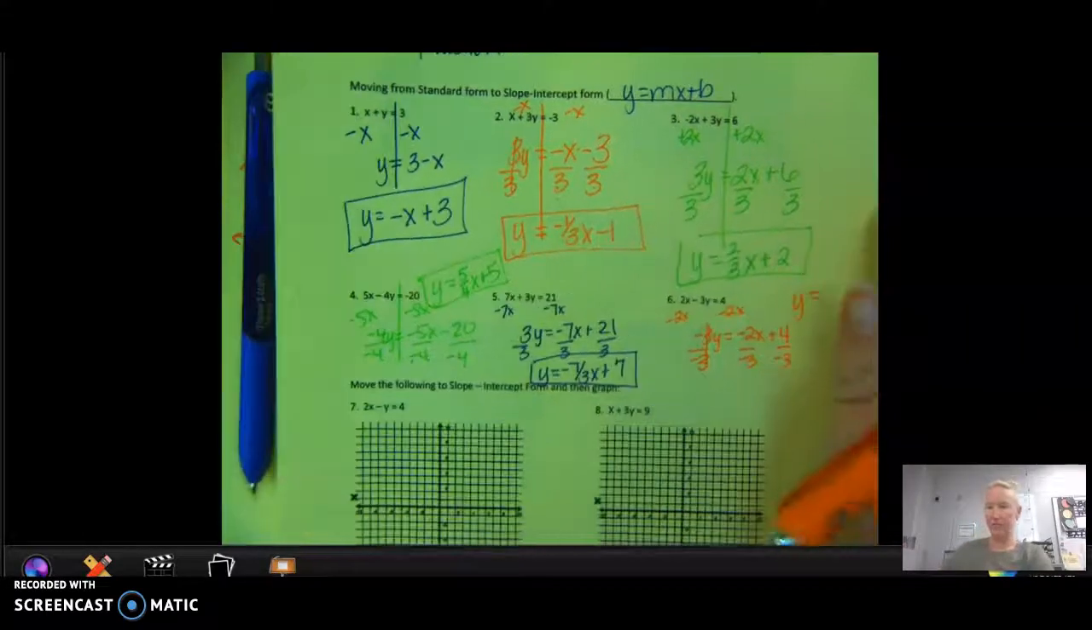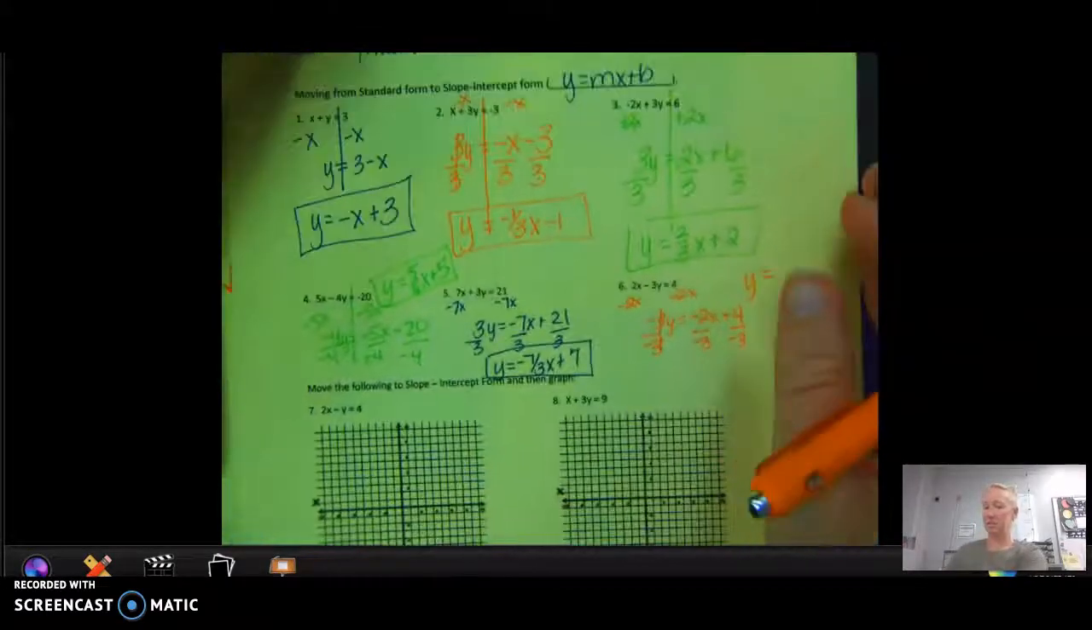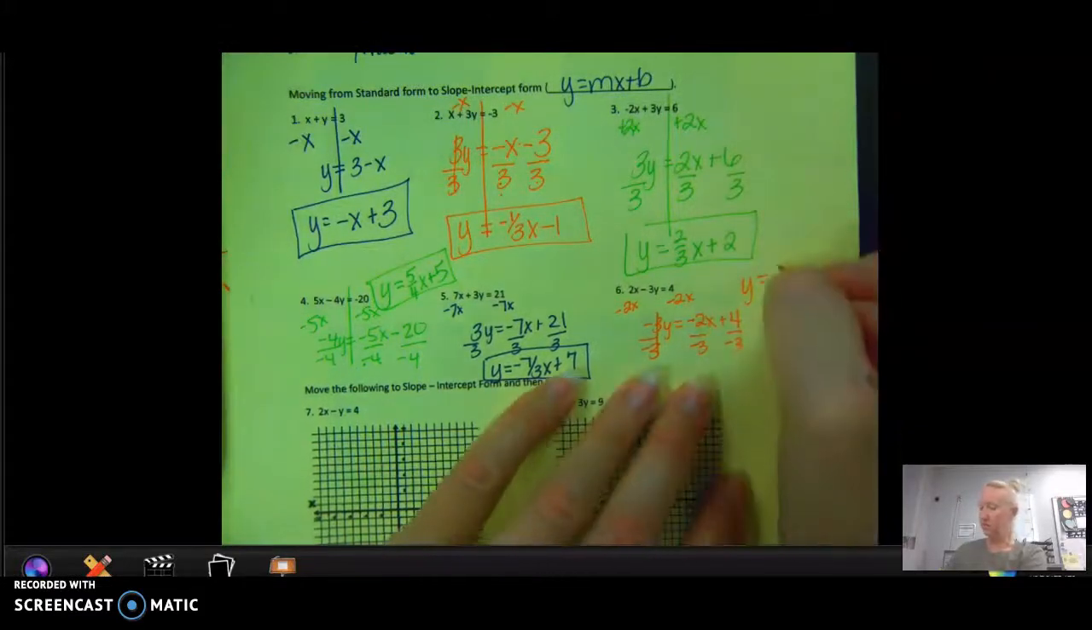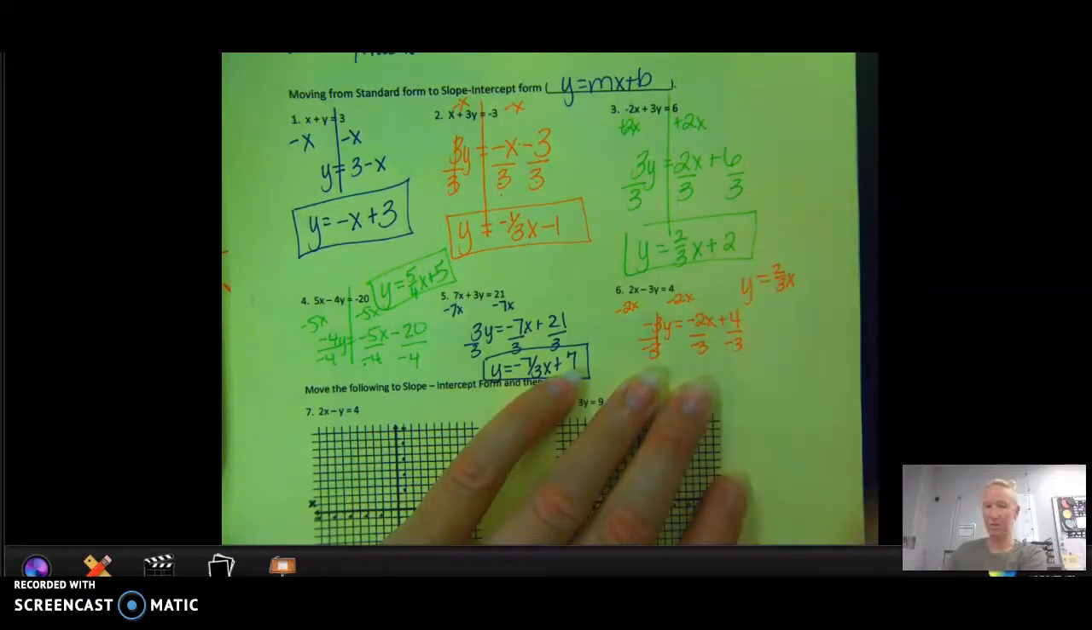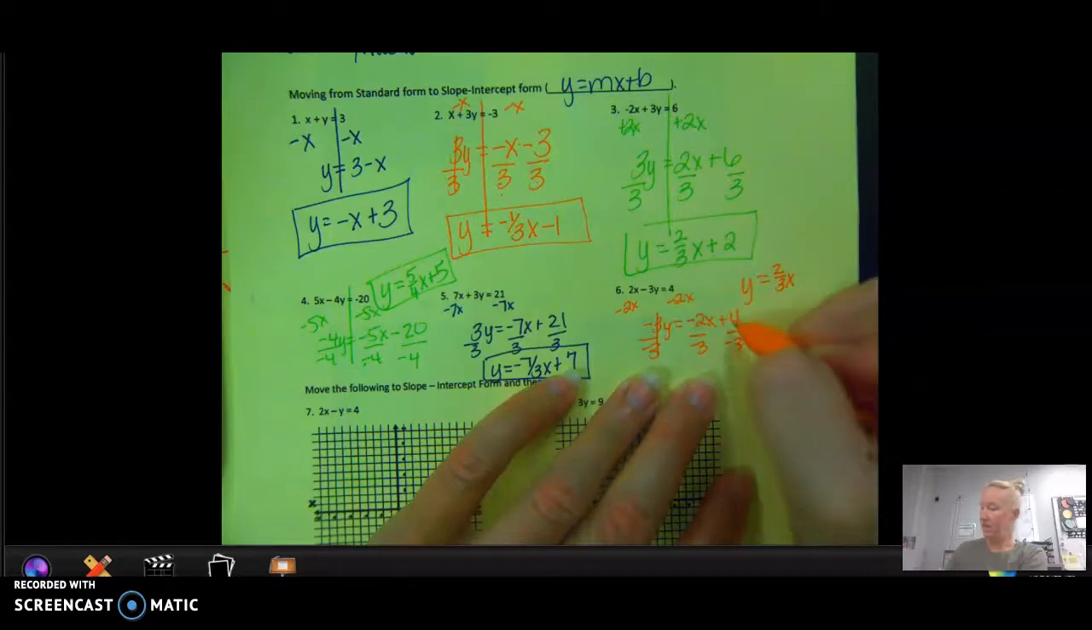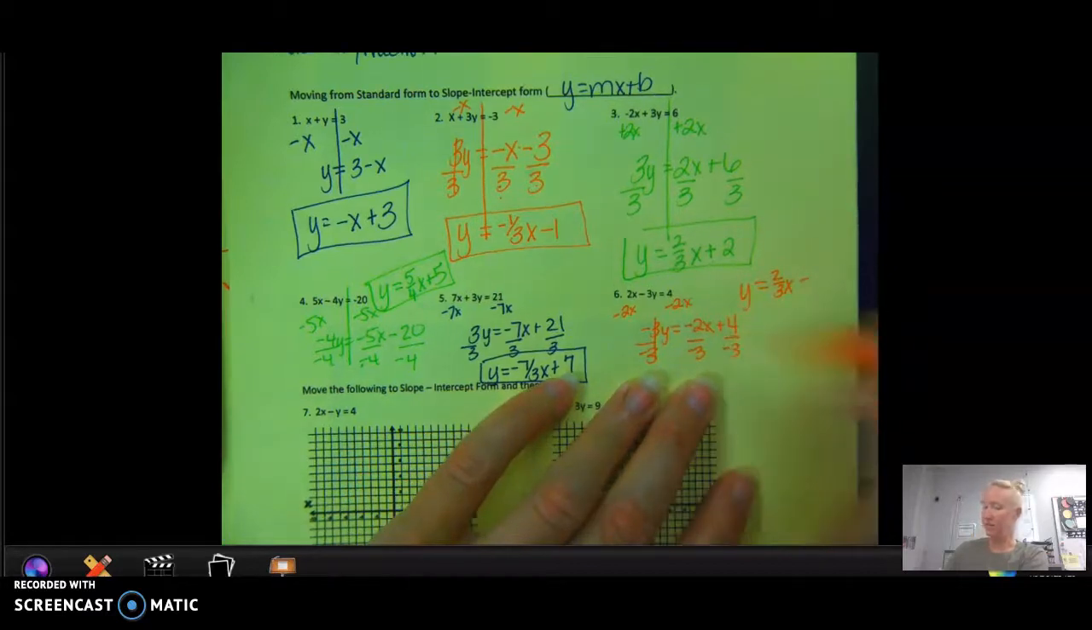Negative over a negative equals a positive. So that's going to become a positive 2 over 3. It stays as a fraction because it doesn't turn into a whole number. And then this guy would become a negative because a positive over a negative is a negative. 4/3 is 1.3 repeating, or you can leave it as 4/3.